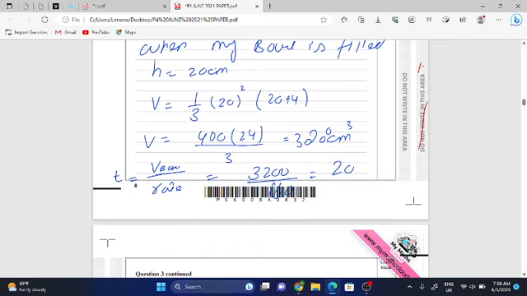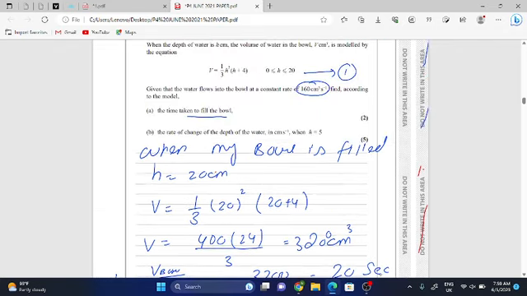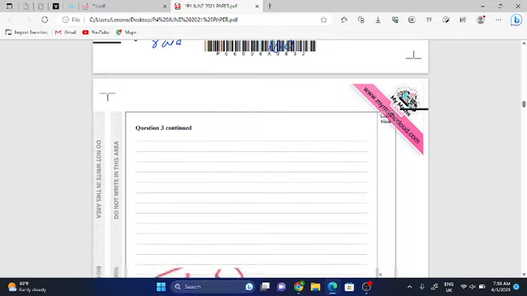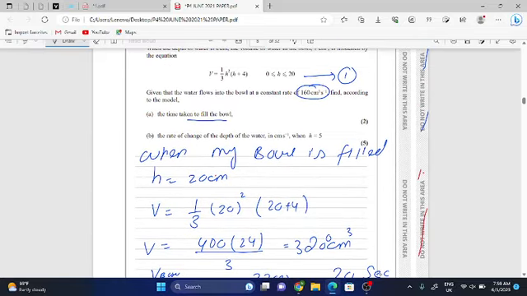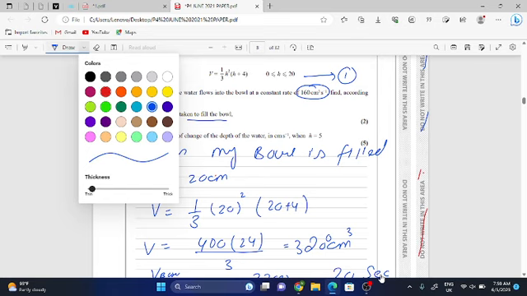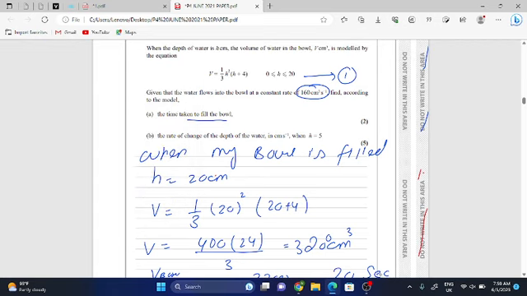So as a whole you can see the time taken to fill the bowl would be 20 seconds. So T is equal to 20 seconds is the answer for this first part. Got it? Moving to the second one. It asks for the rate of change of the depth of water when height is equal to 5 centimeter.